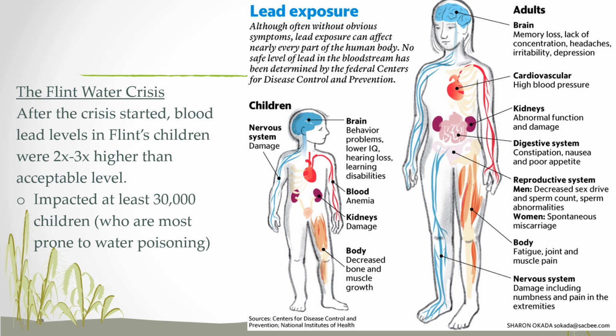It hurts those systems. It is such an incredibly bad problem when a water source is polluted by lead, because it directly impacts children. And the lead levels in Flint were 2 to 3 times higher than the acceptable level, and this has impacted at least 30,000 children in the Flint area.